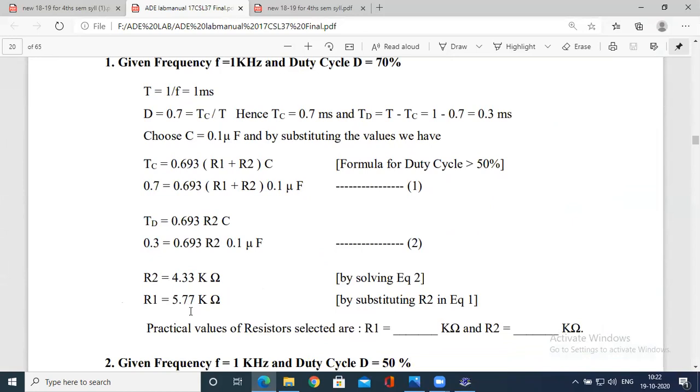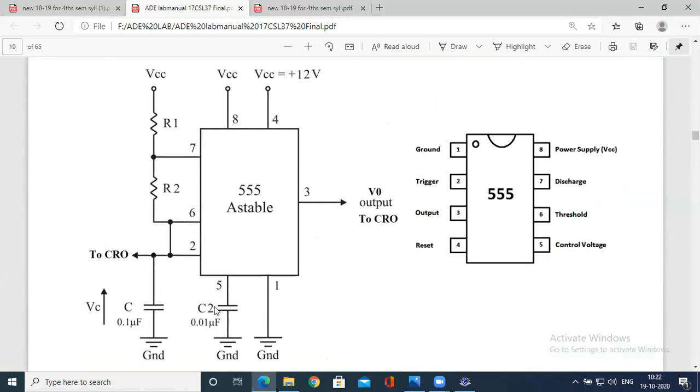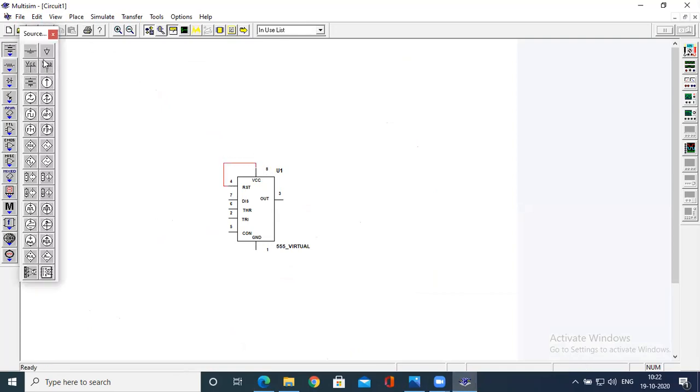Remember, R1 is 5.77, R2 is 4.33. Now coming to the circuit, pins 4 and 8 are connected to the 12 volt DC. So we'll short pins 4 and 8, and this is connected to the DC voltage. Take the positive terminal of the DC voltage and connect it to the shorted 4 and 8.